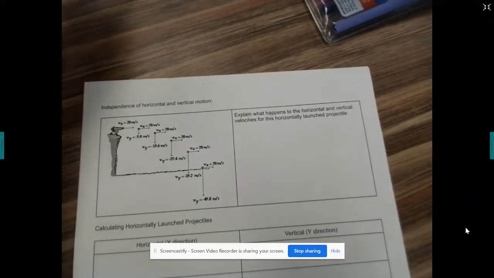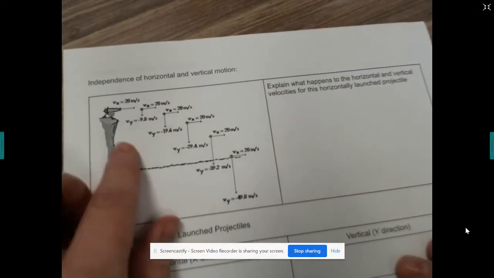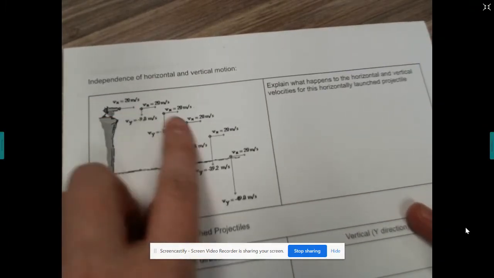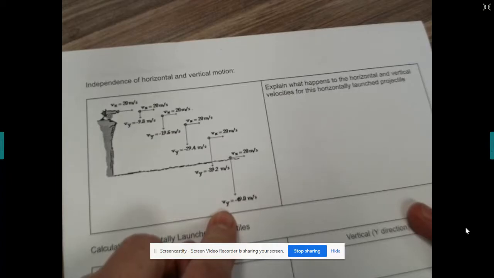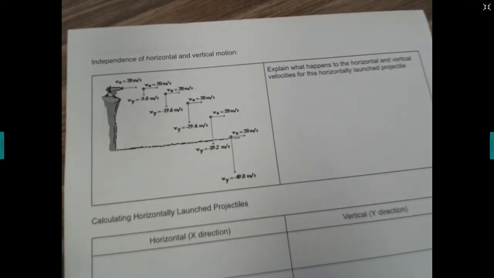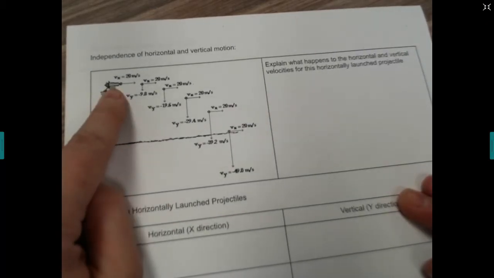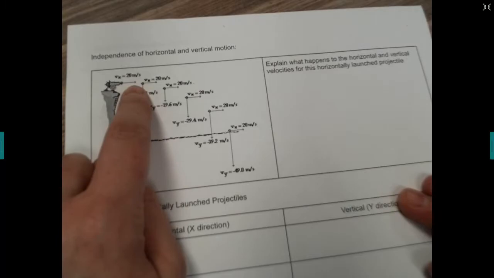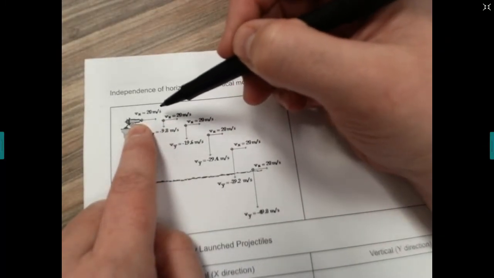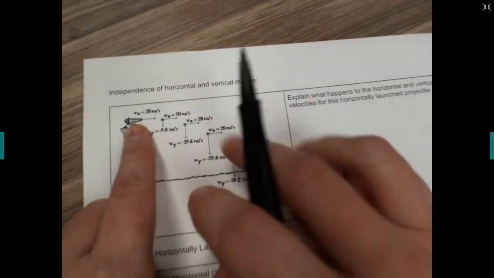All right, so let's just talk a little bit more about the idea of the independence of horizontal and vertical motion. So this trace, this image, I think is kind of helpful because it helps us to think about what is going on in each direction, because we actually have some values that we can look at and compare. What you'll notice is this is a cannonball that's launched horizontally, so it's launched straight outwards, and so it starts with only a horizontal velocity of 20 meters per second. You'll notice that we call this the initial horizontal velocity.